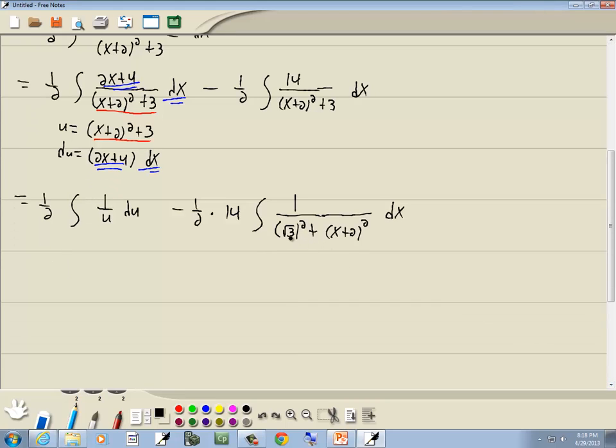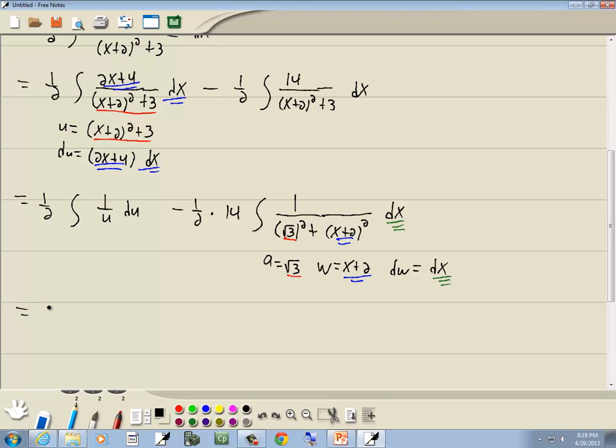Well, I'm going to do a substitution over here too. Our a is going to be square root of 3, and I'll choose w. So I'll let w equal x plus 2, dw. The derivative of x plus 2 is 1, so 1 dx is just dx. So that's accounted for right there. x plus 2, dx, dx. So everything's accounted for.